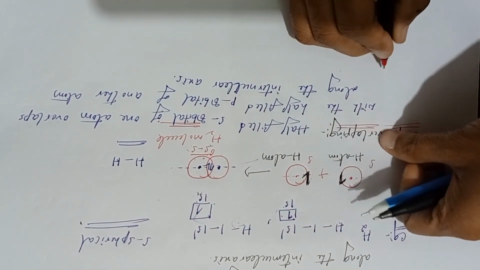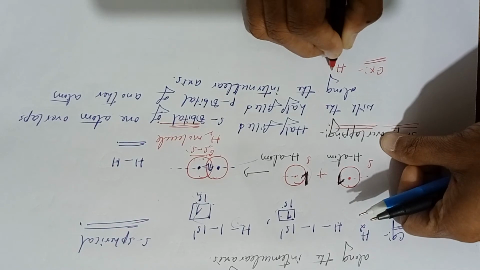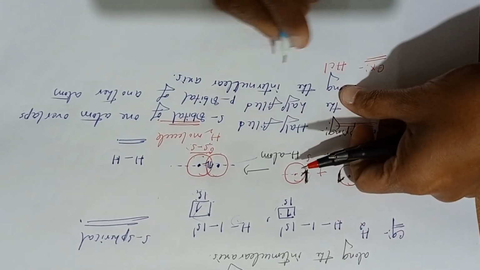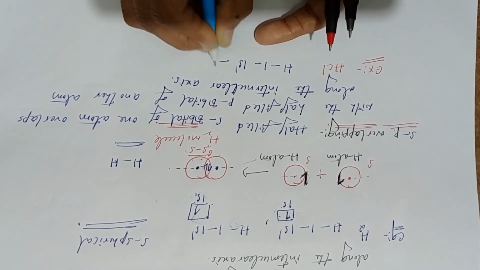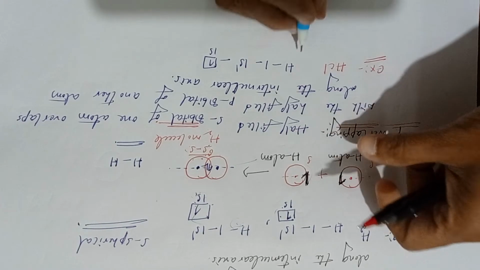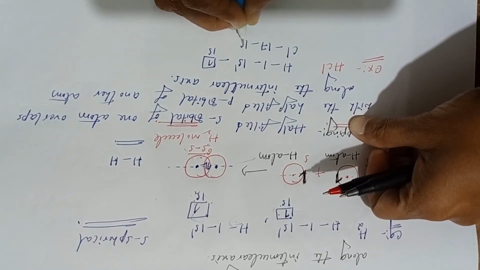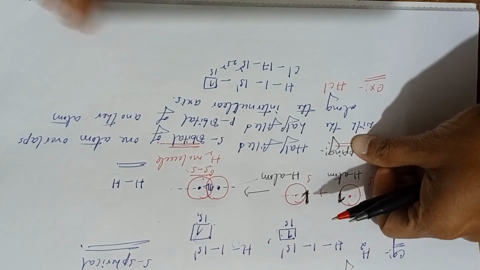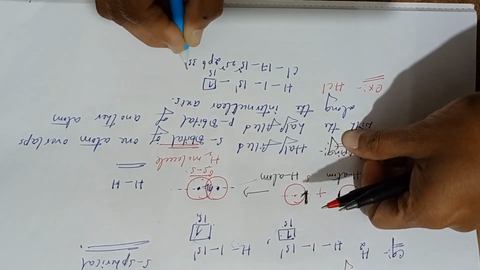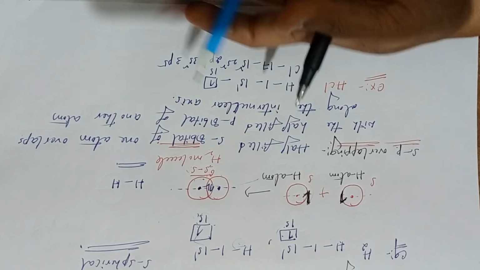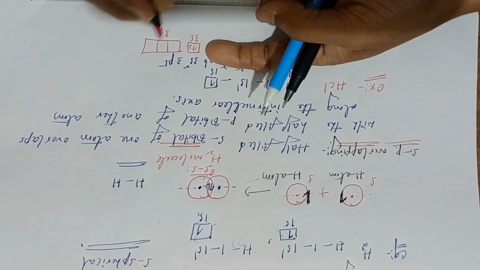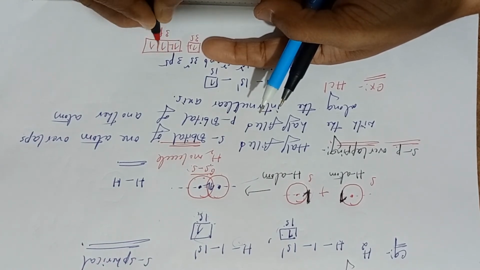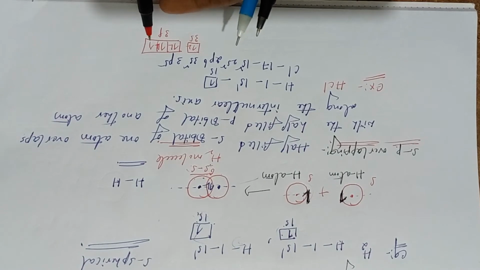Take one example of sp overlapping, students. HCl molecule I am taking. Here, hydrogen chloride. Hydrogen atom has one electron, atomic number 1, electronic configuration 1s1. Chlorine atomic number is 17: 1s2, 2s2, 2p6, 3s2, 3p5. Correct? In 3p, 5 electrons are there: 1, 2, 3, 4, 5. That means only one unpaired electron is present, one half-filled orbital.